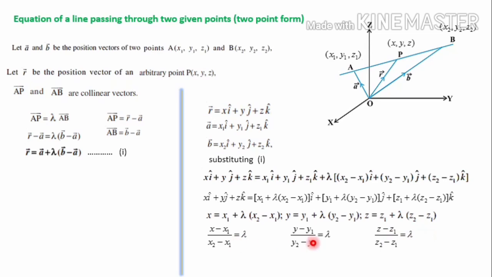Here the right side is the same for all, so the left sides will be equal. That is, (x - x1)/(x2 - x1) equals (y - y1)/(y2 - y1) equals (z - z1)/(z2 - z1). So this is the Cartesian form of the equation, that is the 2-point form. Here x1, y1, z1 are the first point coordinates and x2, y2, z2 are the second point coordinates.